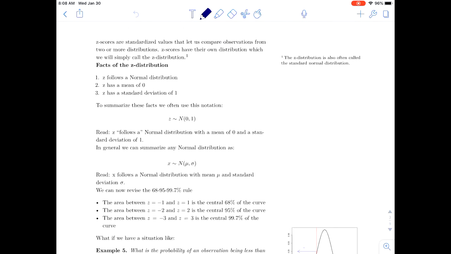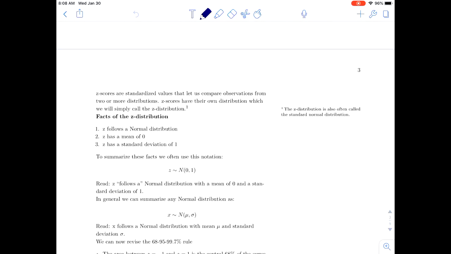So I guess I'll put the date on here. What is the date today? 30th. Oh my goodness.